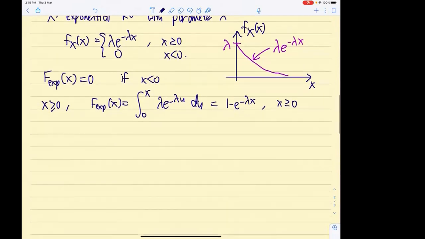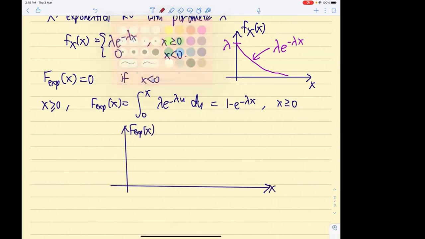Now let's sketch the cumulative distribution function. Please verify this calculation; I'm not going to do this. So this is the cumulative distribution function, F exponential of x. On the left-hand side, we have exactly equal to zero, and of course, we go towards one here. And so we go in this direction like that.